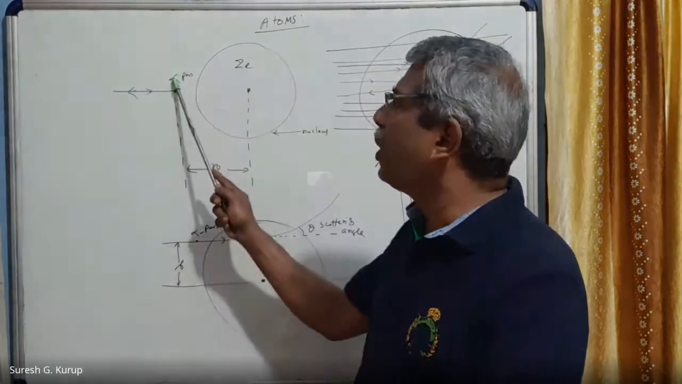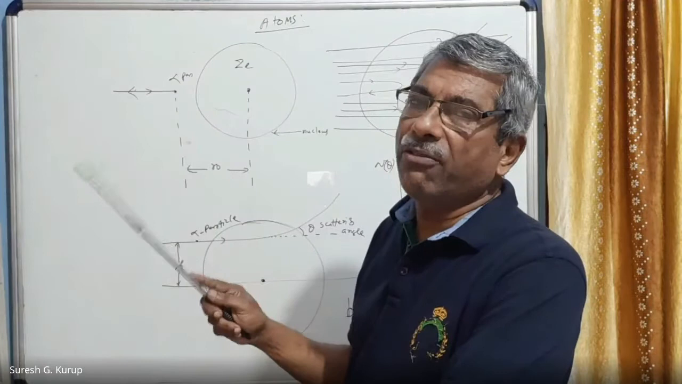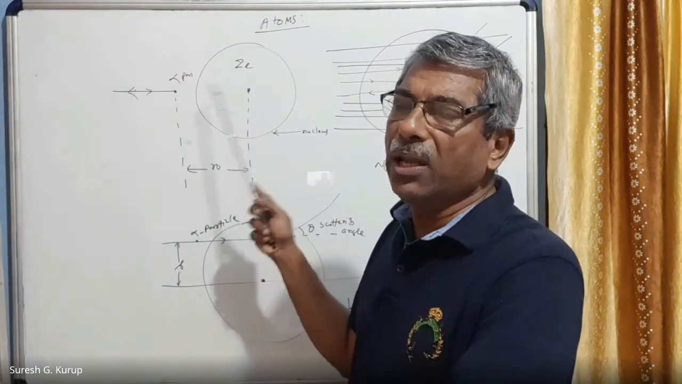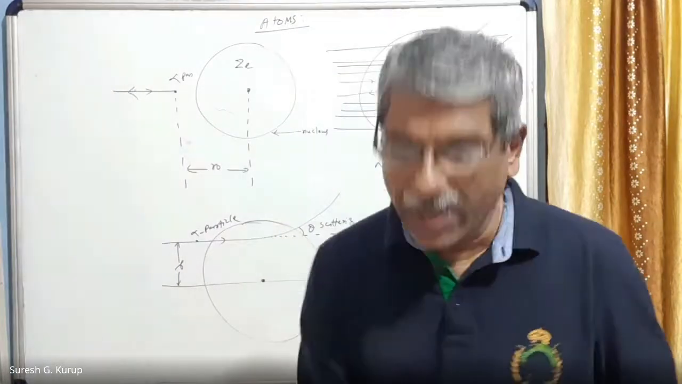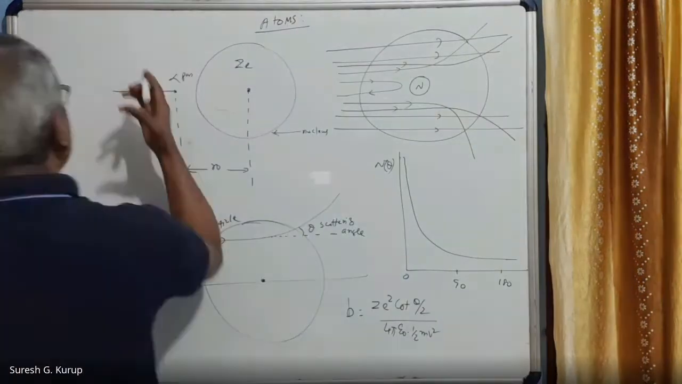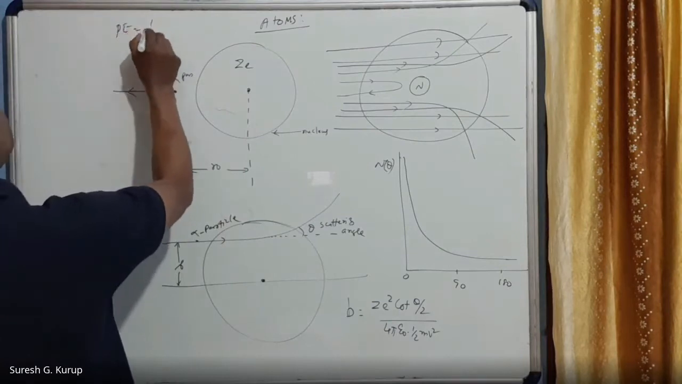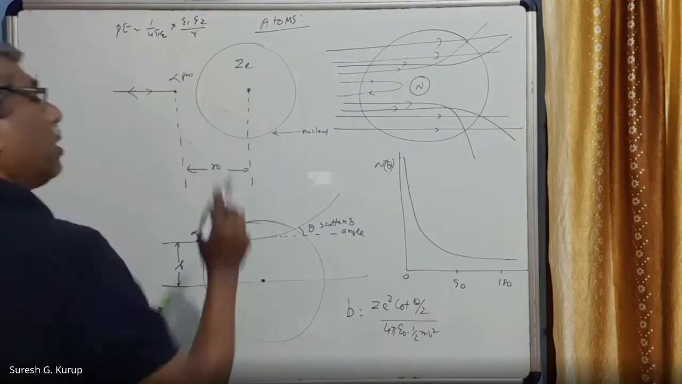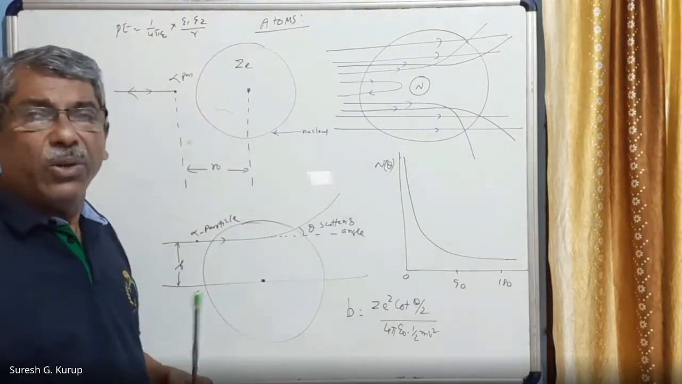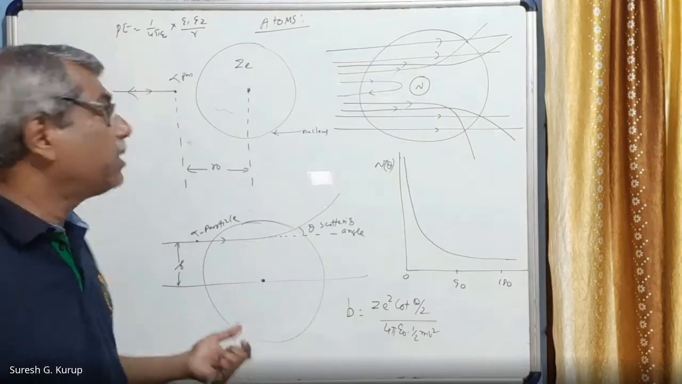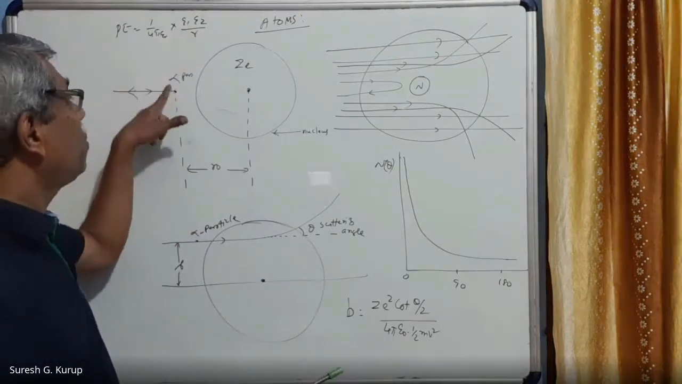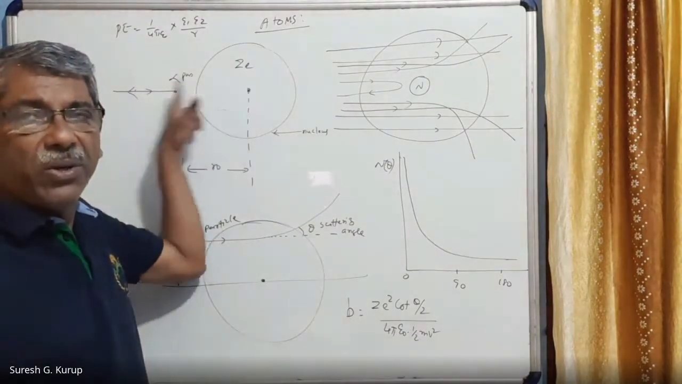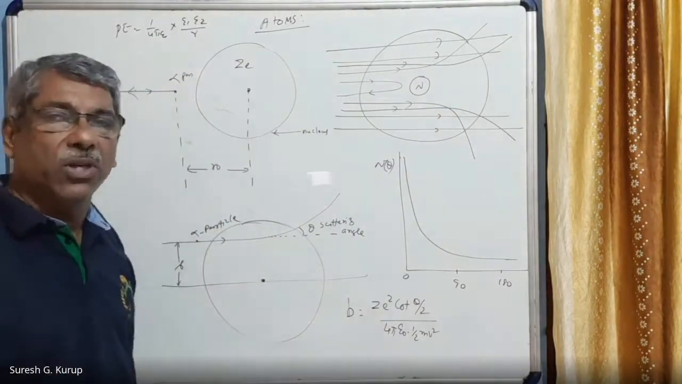Suppose the charge on the alpha particle is Q1, and the charge on the nucleus is Q2. Then the potential energy is equal to 1 by 4 pi epsilon 0 into Q1 Q2 divided by r. This is from the first unit, electrostatics, which we have studied. In this case, Q1 is equal to 2e and Q2 is equal to Ze. Why 2e? Because the alpha particle has two positive charges.